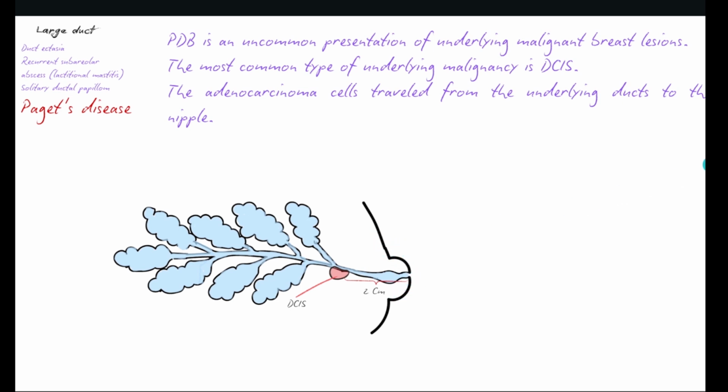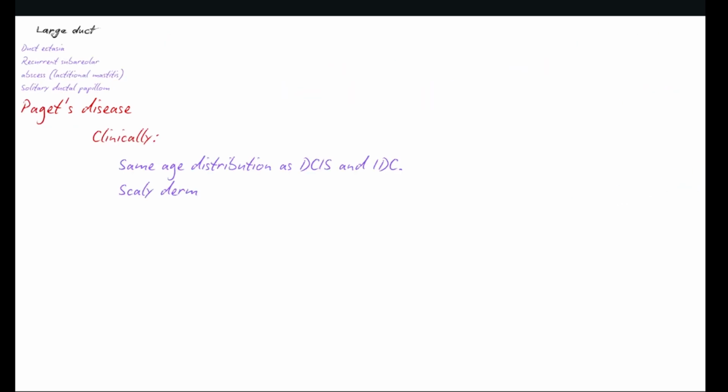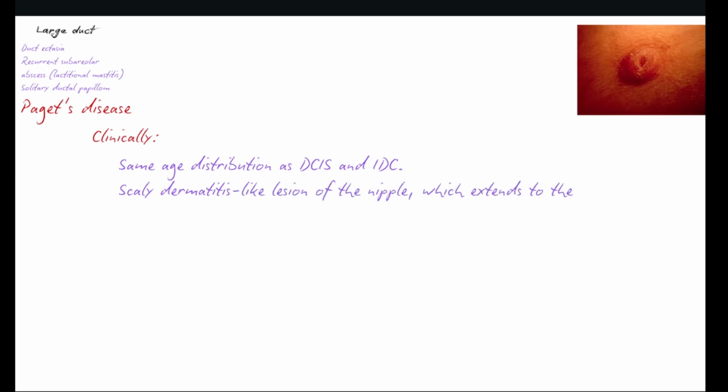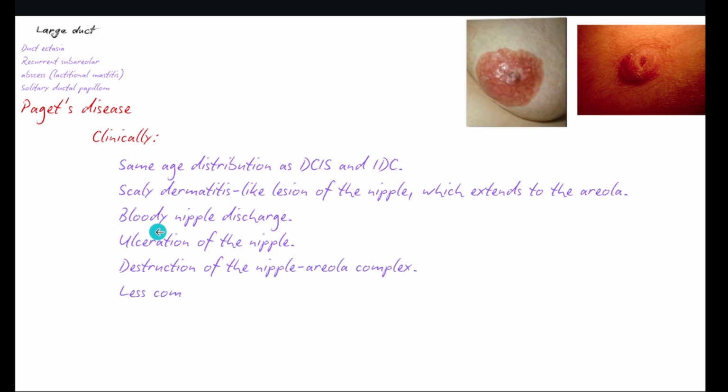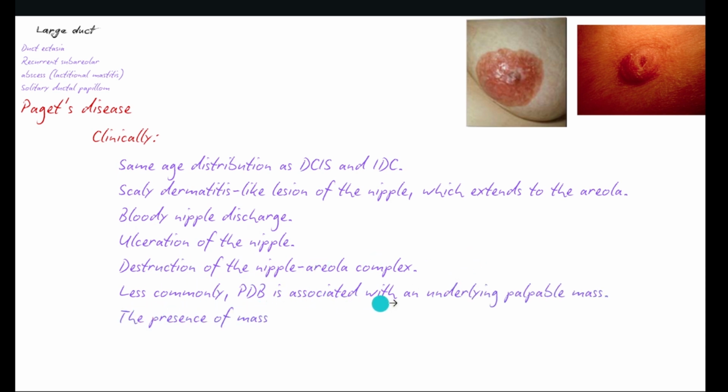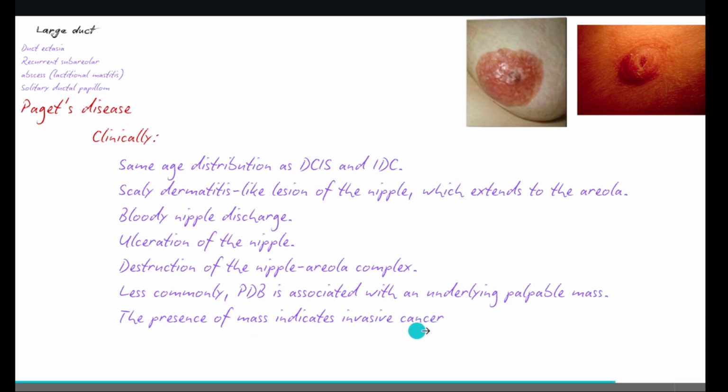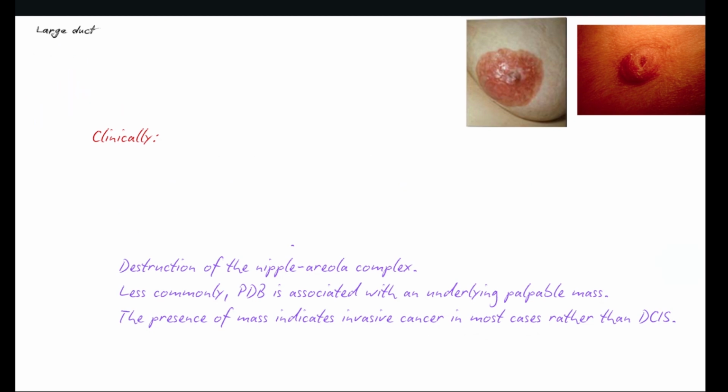nipple areola complex. Clinically, same age distribution as DCIS and the basic ductal carcinoma. They all are older ladies. Usually it will start with scaly dermatitis like this patient, and then it will end up with destruction of the nipple. Sometimes there will be bloody nipple discharge, ulceration of the nipple, destruction of the nipple, as we mentioned before, and less commonly it is associated with underlying mass. The presence of underlying mass indicates invasive cancer in most cases, rather than ductal carcinoma in situ.